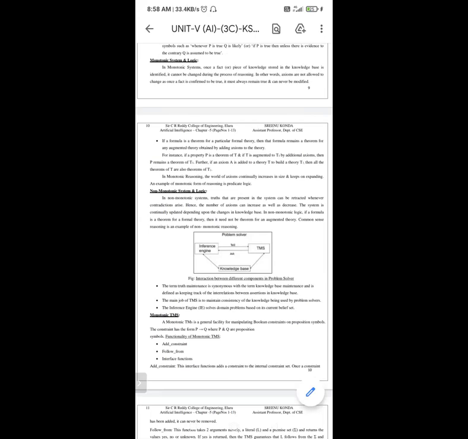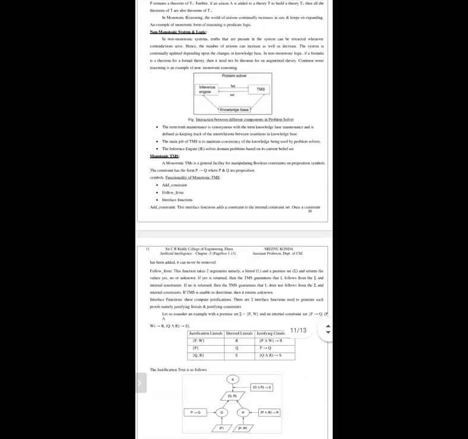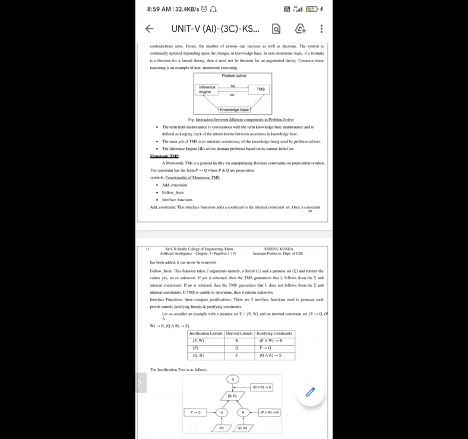Okay. So this is regarding non-monotonic system and logic. Next one is monotonic TMS. A monotonic TMS is a general facility for manipulating Boolean constraints on propositional symbols. For example, we have a constraint like this, P implies Q, where P and Q are proposition symbols.